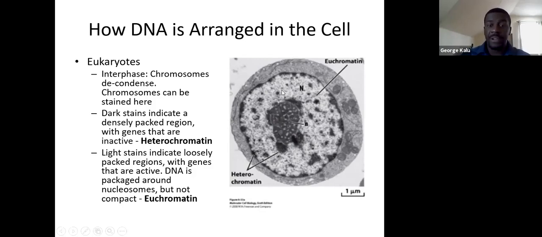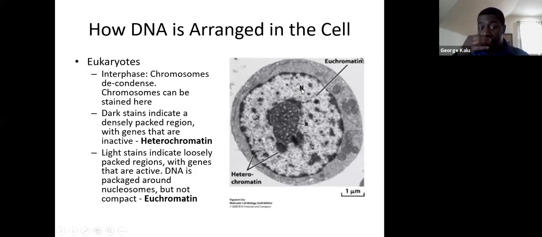So if we have very, very dark stains, what that tells us is that the DNA has been packed very, very tightly. And if it's packed very, very tightly, that's going to tell us that the genes are inactive. So we call that heterochromatin. Genes are inactive because there's not a whole lot of enzymes that are able to get into that particular region.